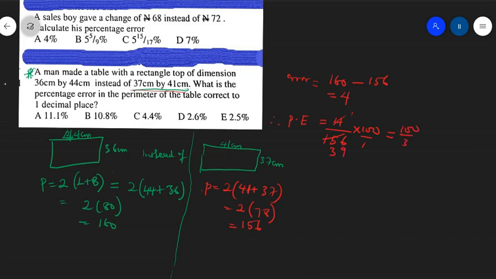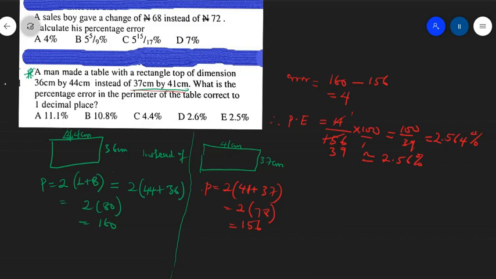So if you work that out, that gives me 100 over 39, which is equal to 2.564%. Now approximately I can take it as 2.56%.